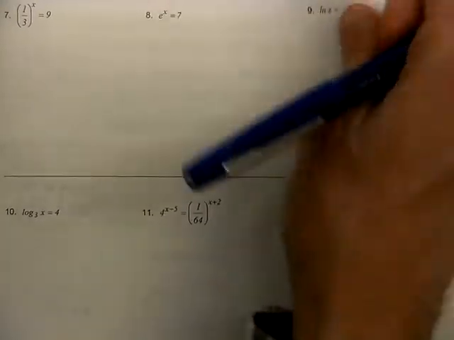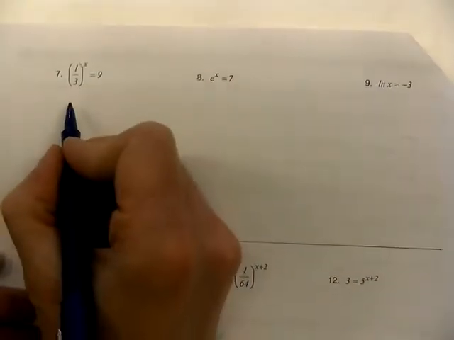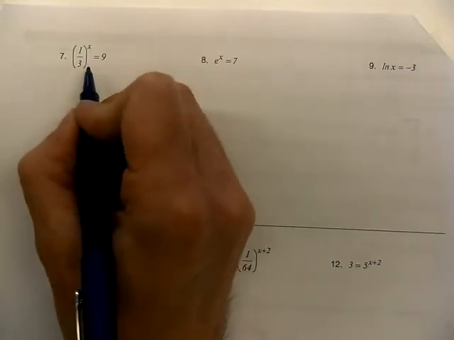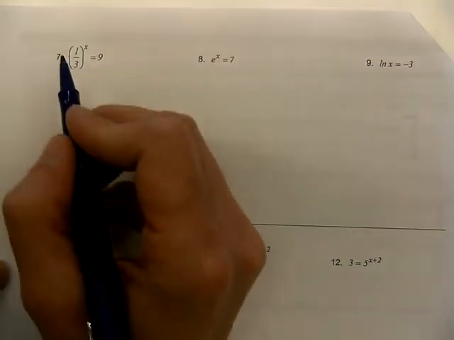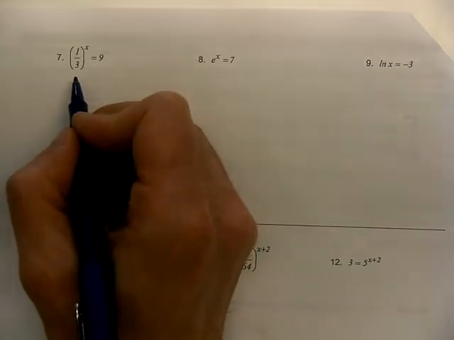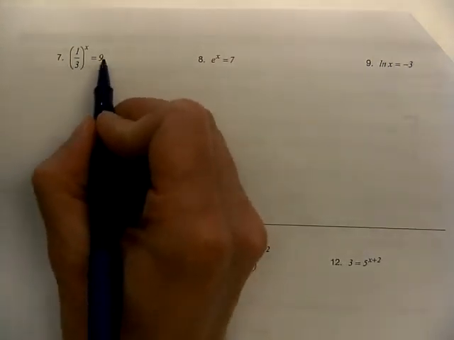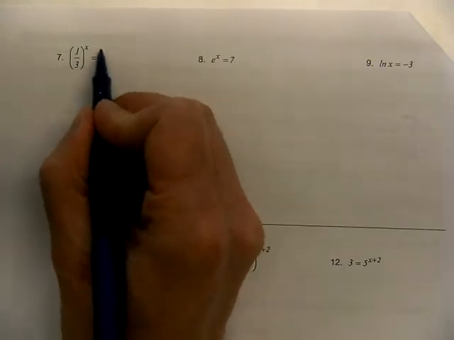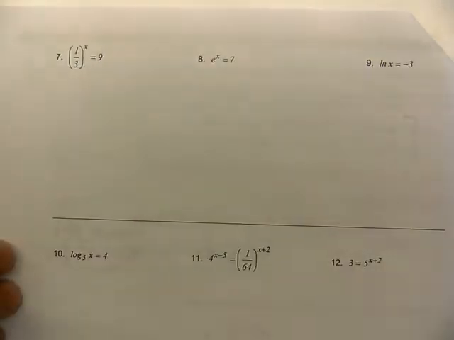All right, number 7. Here we are. So 1/3 raised to the power of x has to equal 9. So we're going to start off by trying to make the bases the same. And part of what I'm thinking is hey, 3 and 9 have something in common. 9 could be replaced as a 3 squared. And so we'll do that in a moment.